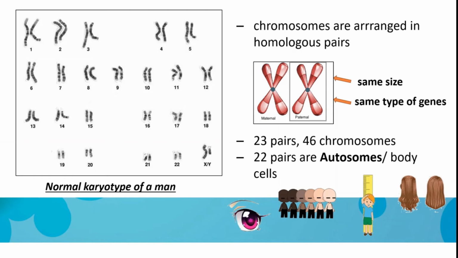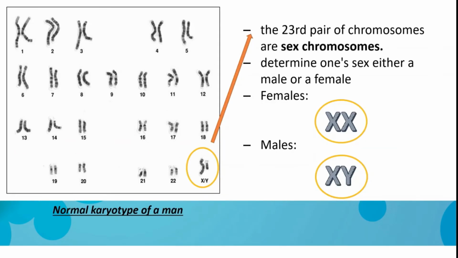22 of the pairs, or the 44 chromosomes, are called autosomes. This means that they are the body cells and are not related to your biological sex or in determining your sex. These chromosomes have genes related to eye color, skin color, height, or hair texture. The last 2 chromosomes are called the sex chromosomes. It is the 23rd pair, which determines one's biological sex, making you either a male or a female. Females have 2 X chromosomes, while males have 1 X and 1 Y chromosome.